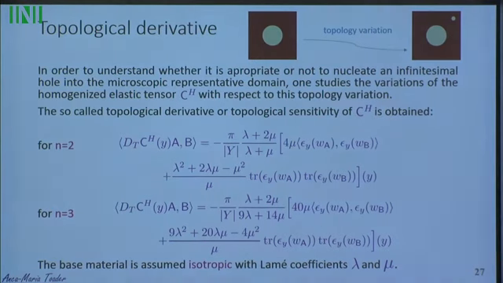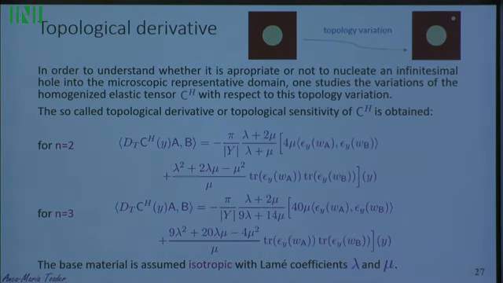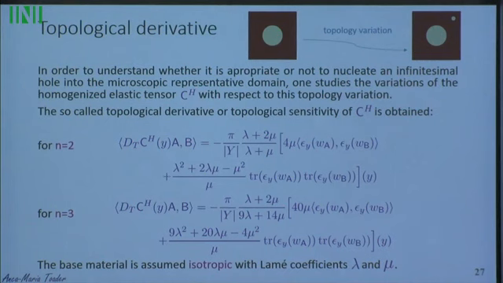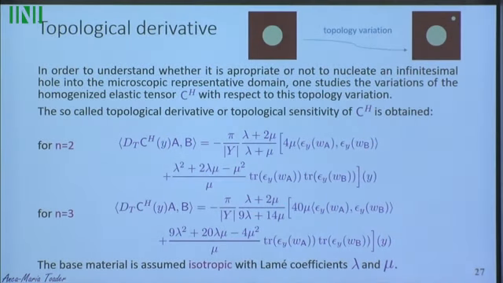About the topological derivative, here too, I will not insist, but here we have two different aspects of the formula for 2 dimensions and for 3 dimensions. Here also we have C, the base material, considered to be isotropic with Lamé coefficients lambda and mu.